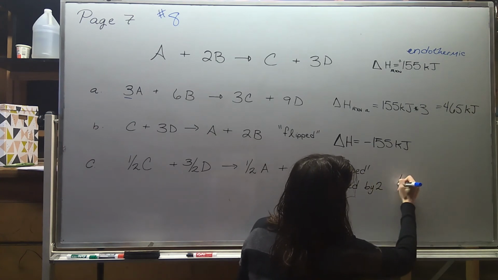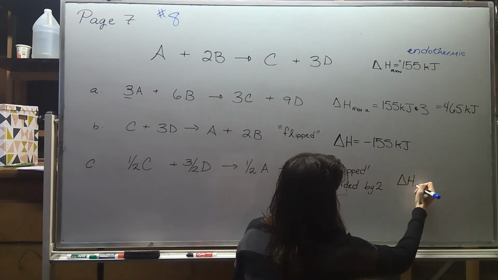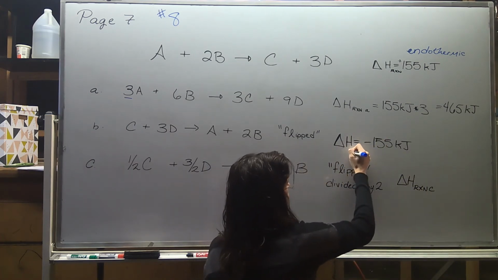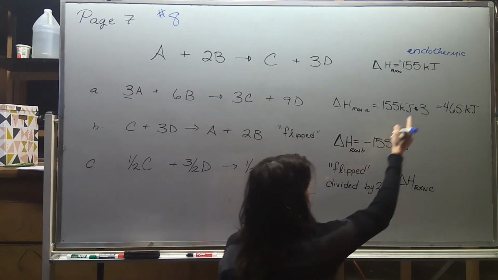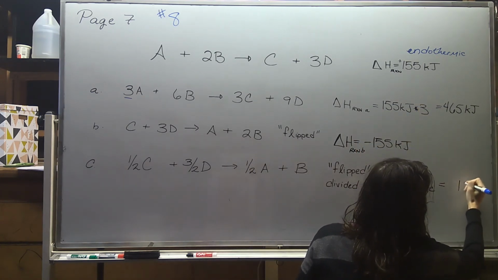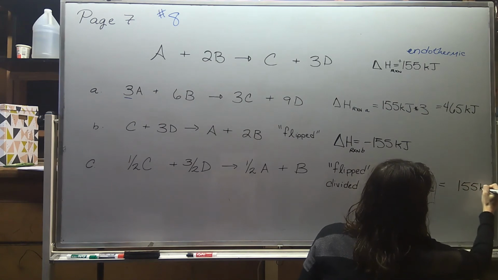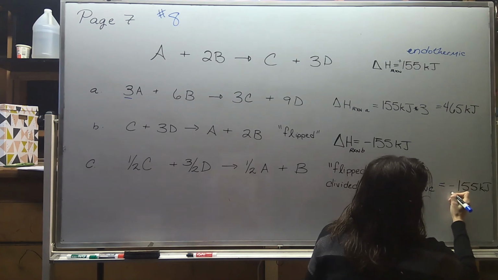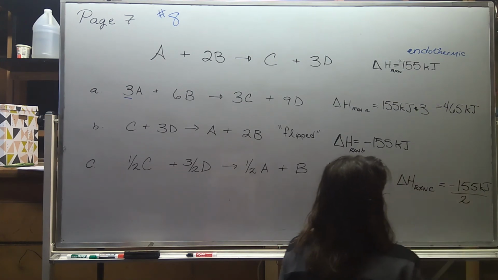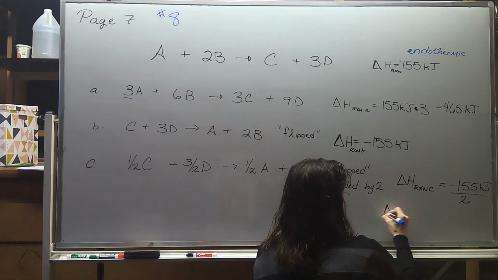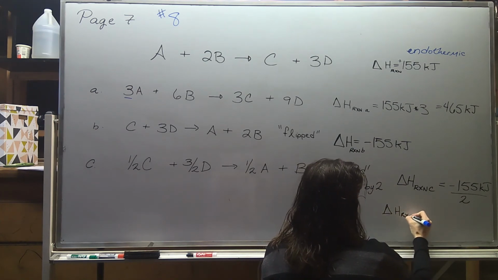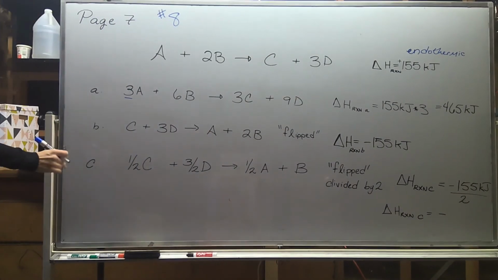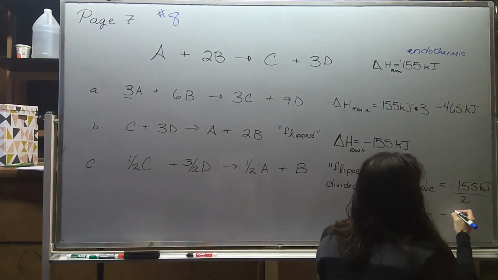So I'll write reaction C here. I'm going to take my original value, the 155 kilojoules. Since the reaction is flipped, I've got to put a negative sign. And since it was halved, I'm going to divide that by 2. So my delta H value for reaction C equals negative, don't want to forget that negative, 77.5 kilojoules.